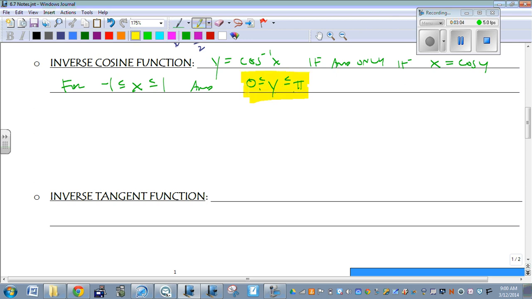So when we do the inverse cosine of something, our answer always has to be between 0 and pi. And if you think about that, between 0 and pi, and I forgot to do this with sine, that's going to be in the first and second quadrant, right? So when we do inverse cosine, all of our answers come from the first and second quadrant.